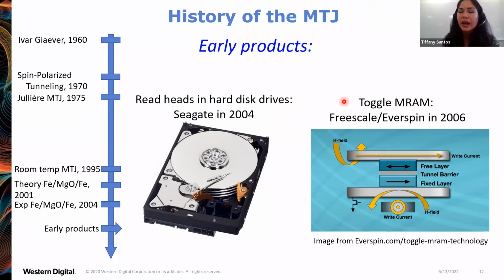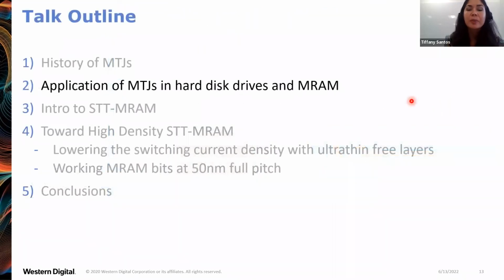The other application, not as prominent as the hard disk drive, is toggle magnetic random access memory, first introduced by Freescale, now known as Everspin, in 2006. And toggle MRAM is still in production today by Everspin, and it uses aluminum oxide tunnel barriers. So I'll describe a bit more about these applications.